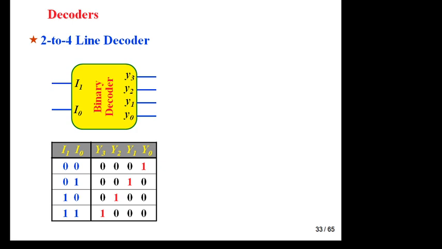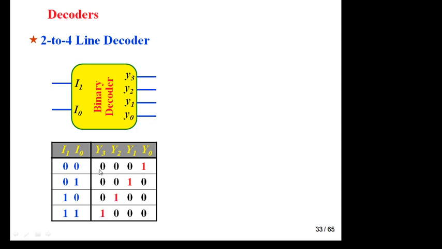In the 2 to 4 decoder, what is happening here? When 0 0, output is y0. For 0 1, what is the decimal equivalent? 1. So y1 is high, and other outputs y3, y2, y0 are low. At one time only one output will be high, depending upon the value of the inputs I1 and I0. If the value is 1 1, that is 3, so y3 will glow. You can say this will be high, others will be 0.